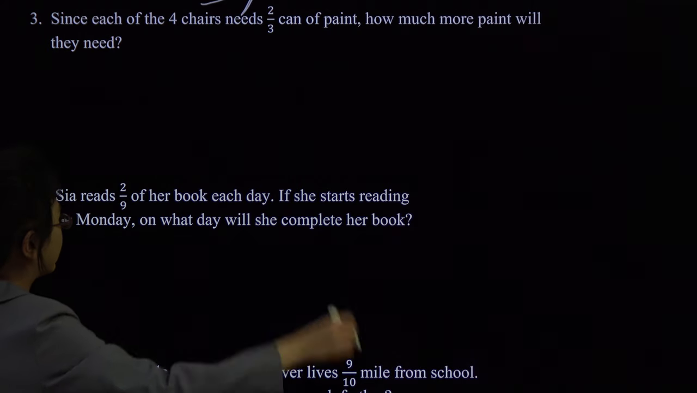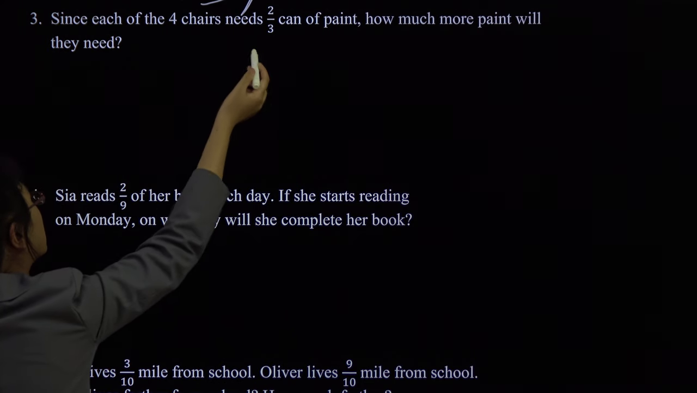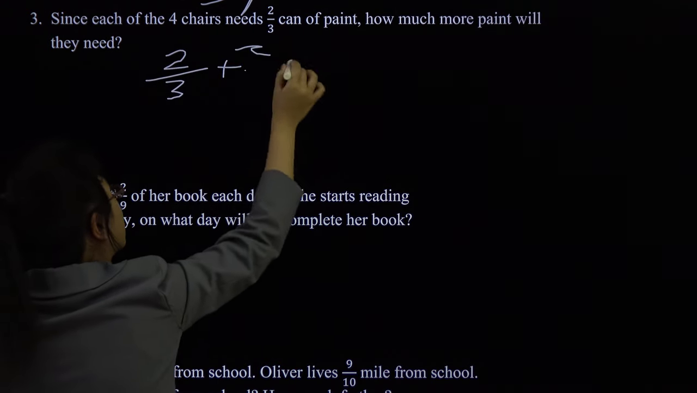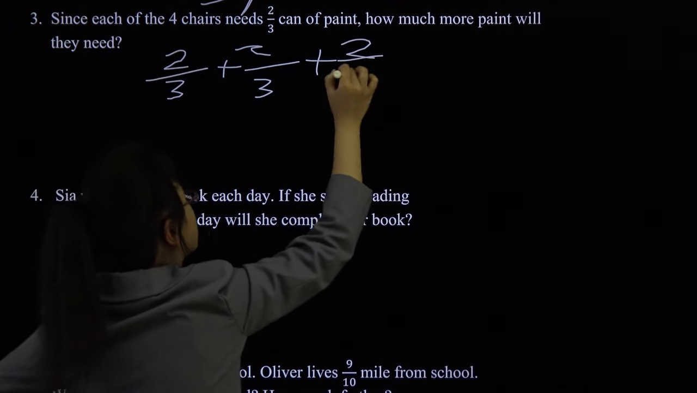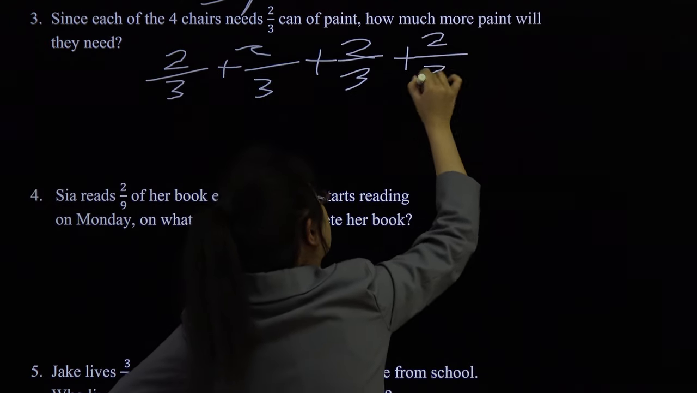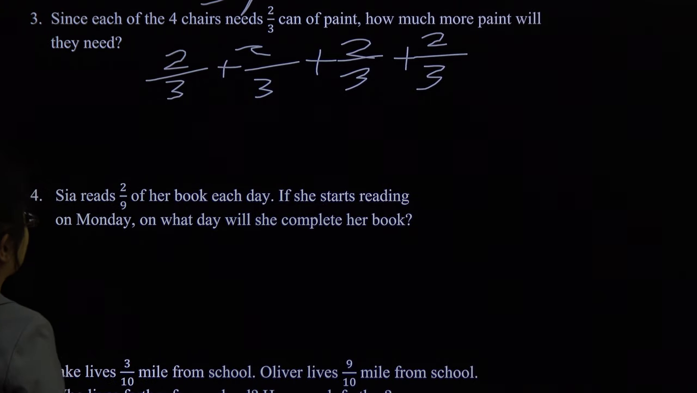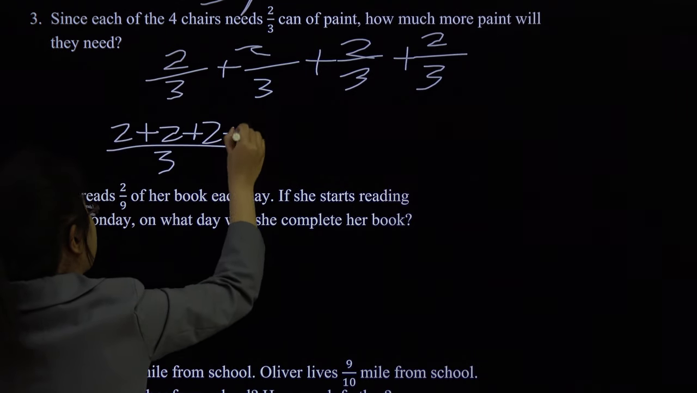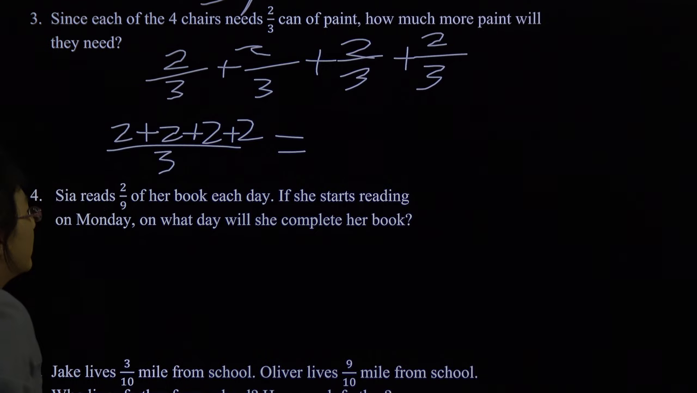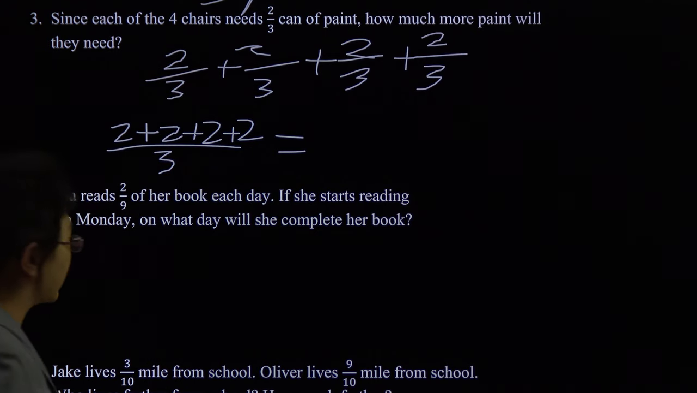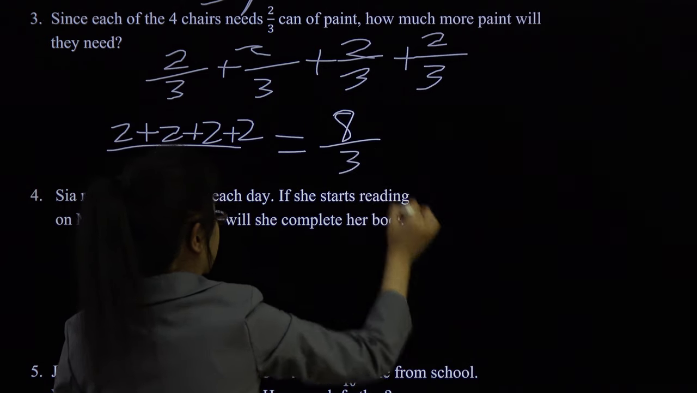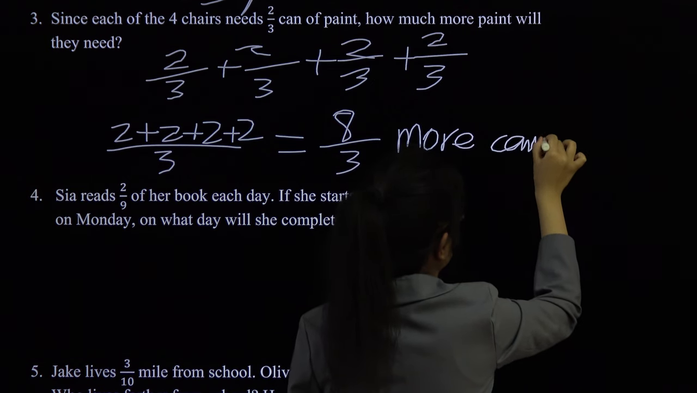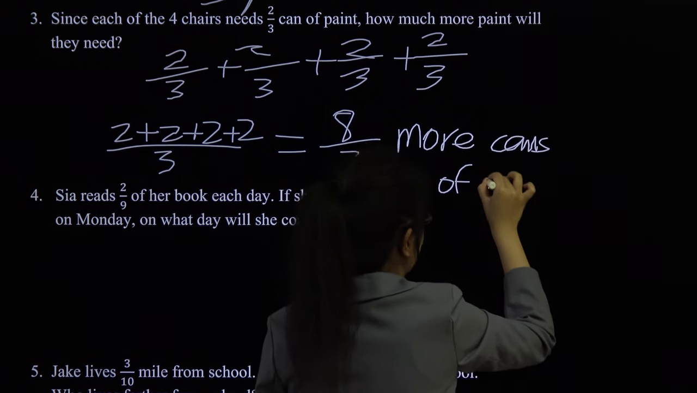4 chairs, and each needs 2/3 of a can of paint, which is equivalent to 2/3 plus 2/3, pardon my 2 over there, plus 2/3 plus 2/3. And what have we learned about adding fractions? We don't add the denominator, we add all the numerators together, and we end up with 2 + 2 + 2 + 2 = 8. 8/3 more cans of paint.